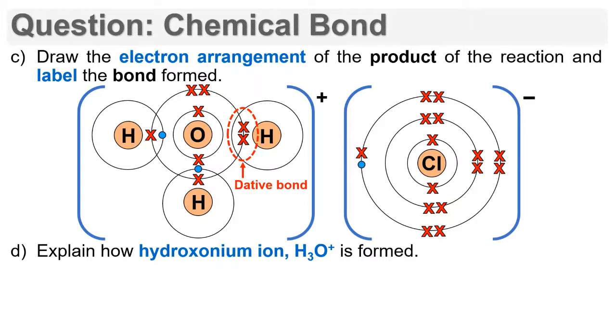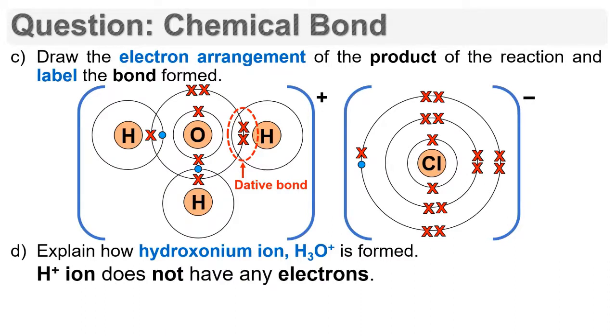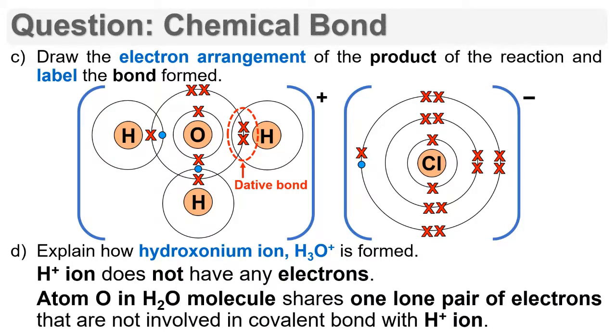D. Explain how hydroxonium ion H3O+ is formed. Hydrogen ion does not have any electrons. Oxygen atom in water molecule shares 1 lone pair of electrons that are not involved in covalent bond with hydrogen ion.